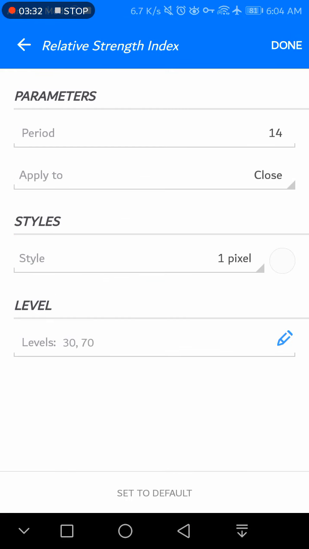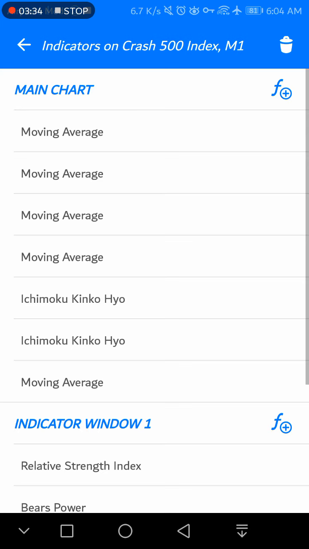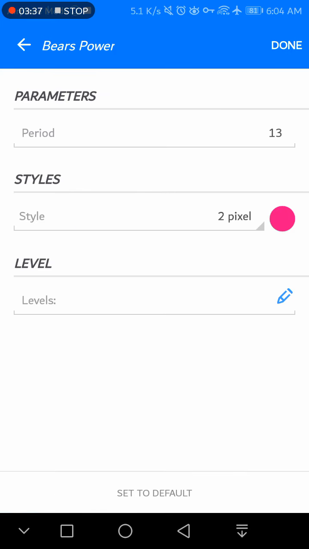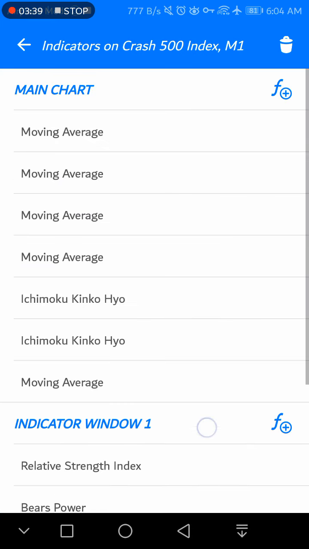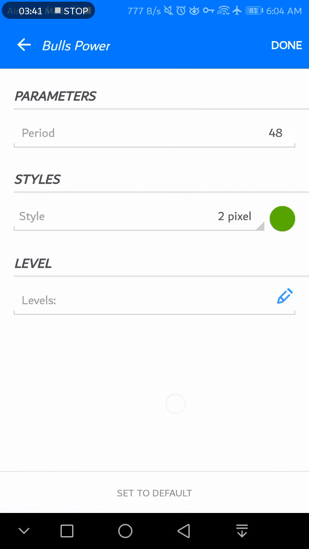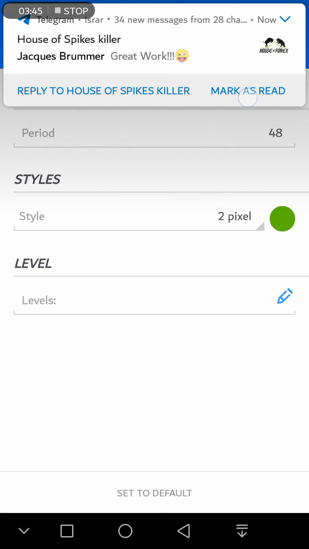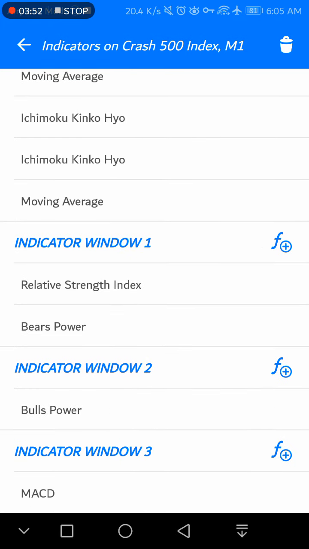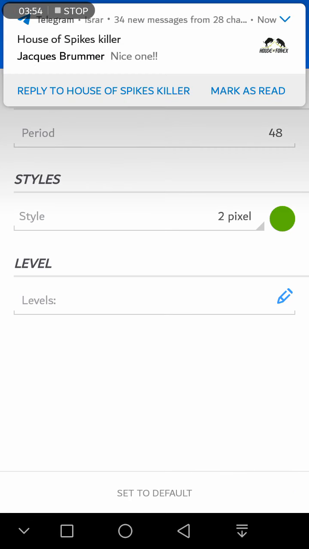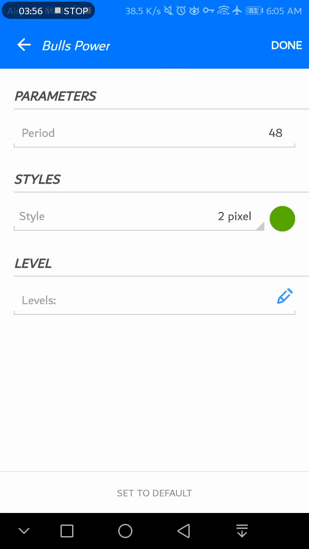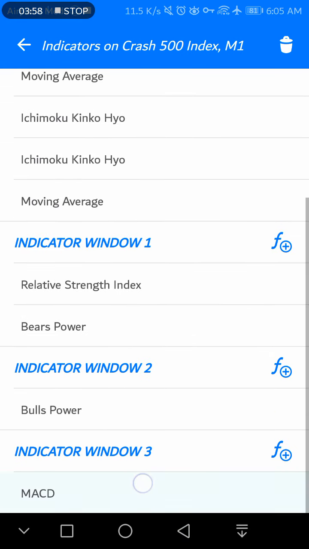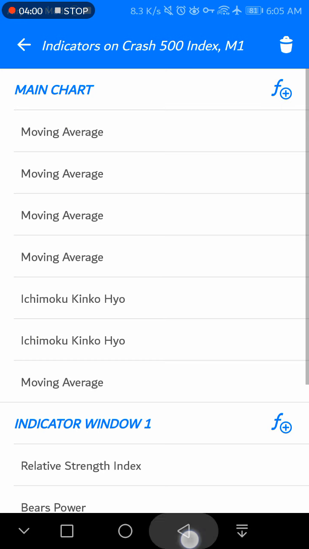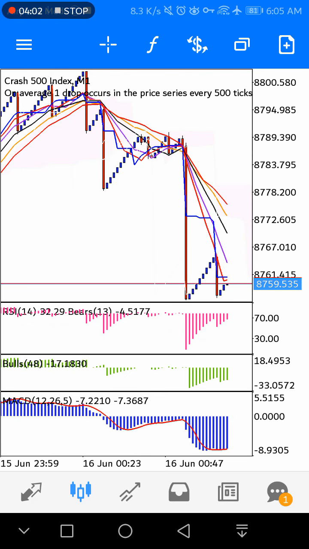RSI 14 period, bears power 13 period 2 pixel, bulls power 48 period, and MACD. So let's get on the chart and see how things actually look.